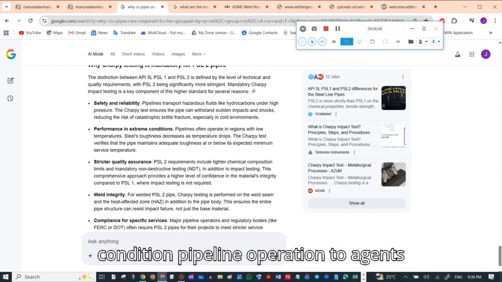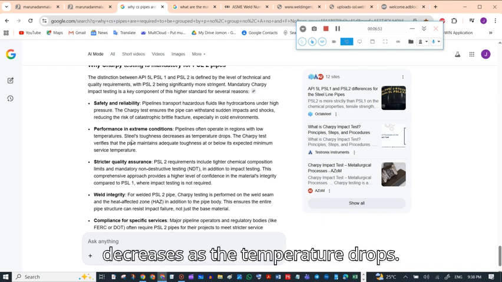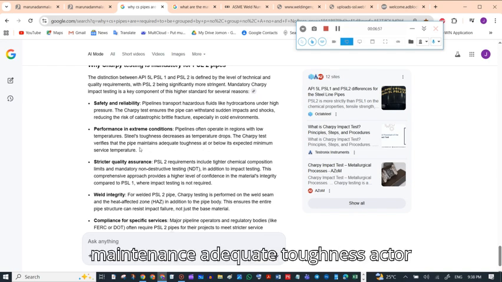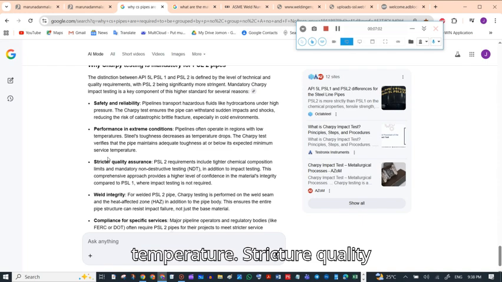Performance in extreme conditions. Pipe operates in regions with low temperatures. Steel's toughness decreases as the temperature drops. Charpy impact testing verifies that the pipe maintains adequate toughness at or below its expected minimum service temperature.